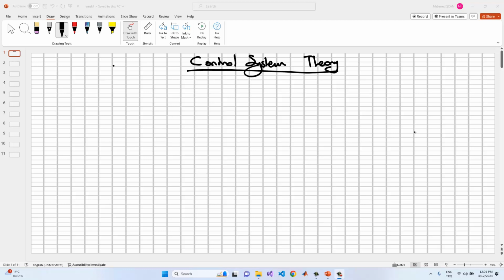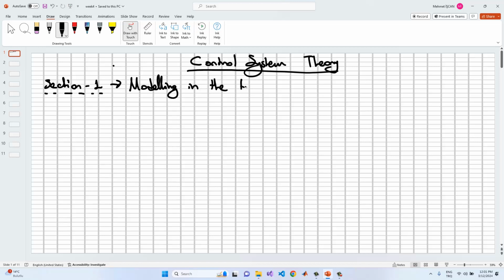But this week we continue with a new one, section 1. The topic is modeling in the time domain. That's our concern for this week. Firstly, we need to write this down.